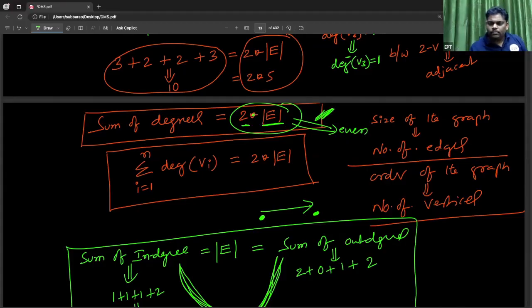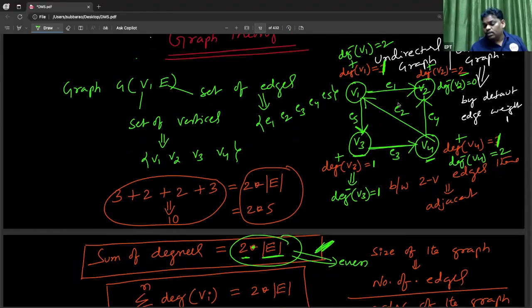Right. Now can you help me? Can I say the number of edges is always even? Can I say or not? You cannot say that. See, here I have only 5 edges. There is no relation with the number of edges being even.